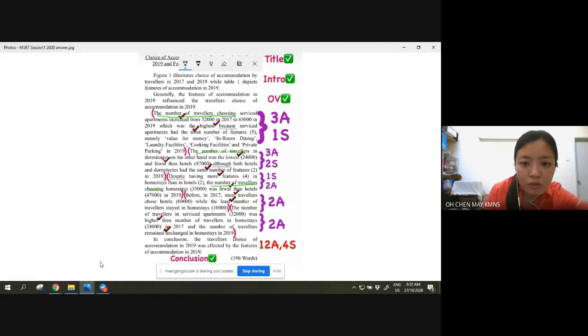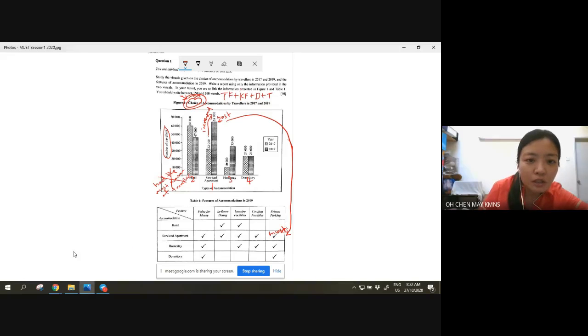All right, the number of travelers. So you have no choice. You have to be boring lah. Number of travelers. Okay, you have to follow the rubrics of the question. You have to just keep starting by using the same thing. Number of travelers who chose. You cannot write the hotel had, and then service apartment had, homestay had, then dormitory had, because of this trap over here.